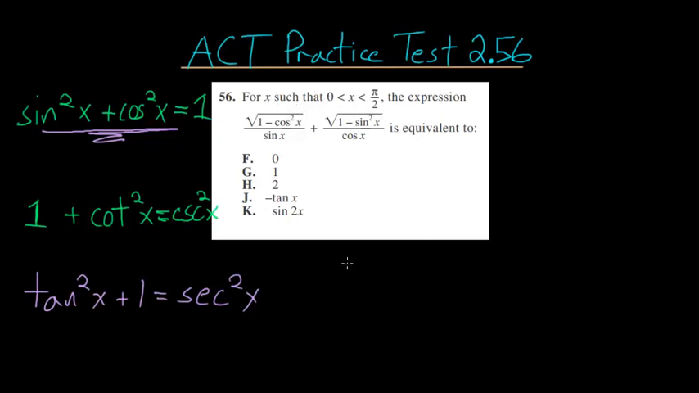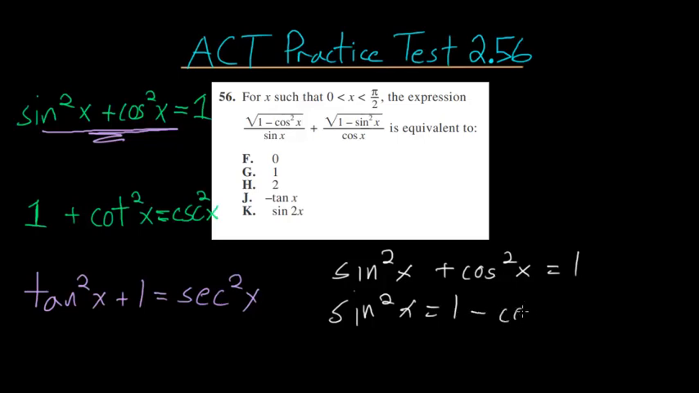So I'll rewrite the identity. Sine squared of x plus cosine squared of x equals 1. And from here, I'll subtract cosine squared of x from each side. So we have sine squared of x equals 1 minus the cosine squared of x. So the reason I subtracted this cosine squared of x is that this new expression here looks fairly similar to this expression here. But the only difference is that square root.